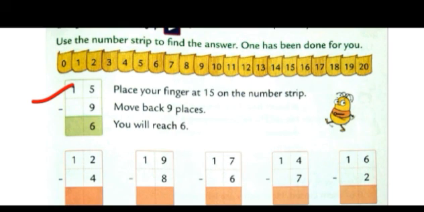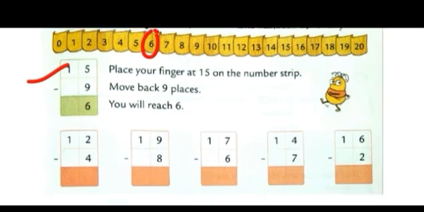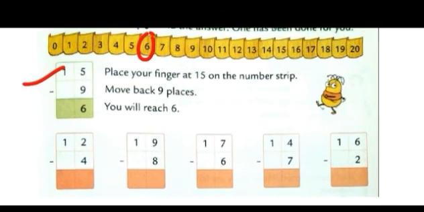So, which is the bigger number? 15. So, we have to put a finger on the number strip where 15 is given. And then, we have to move back 9 places. 1, 2, 3, 4, 5, 6, 7, 8, 9. Okay. So, we will reach 6. That means your answer is 6. This is a way how we use the number strip to subtract. So we will do these questions with the help of the number strip.